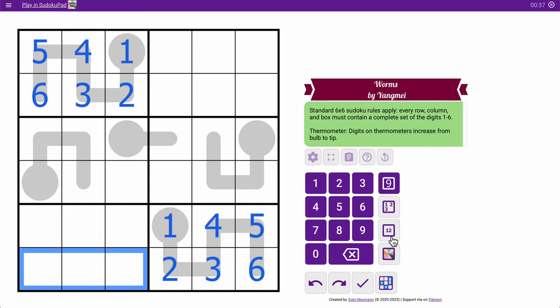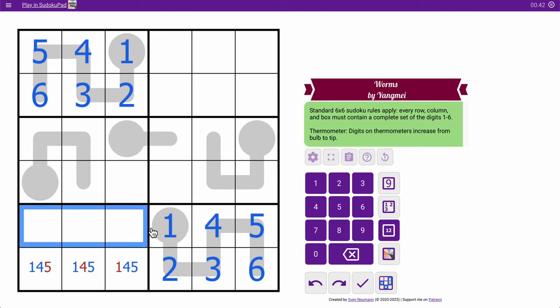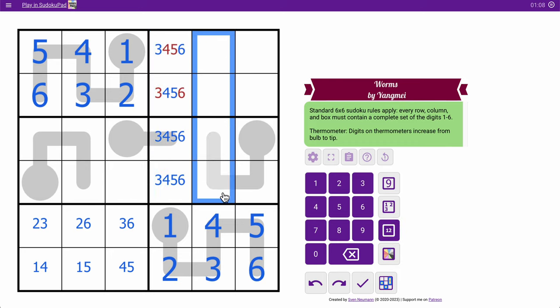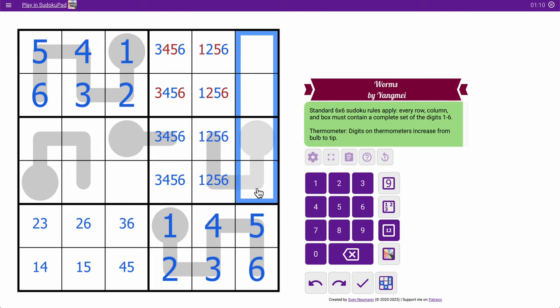These cells are 1, 4, 5. And these are 2, 3, 6. And I can do some cleanup on that. Okay, these are 3, 4, 5, 6. These are 1, 2, 5, and 6. And these are literally 1, 2, 3, 4.